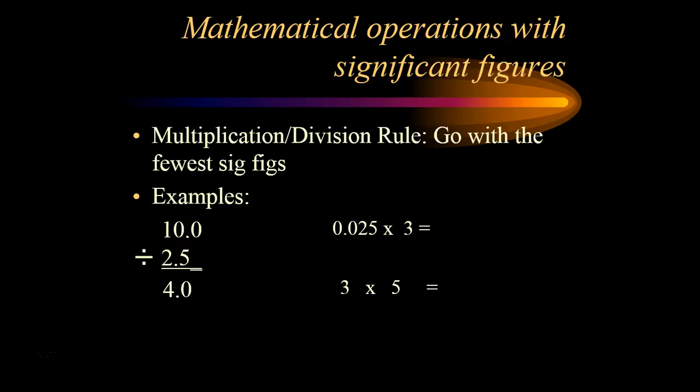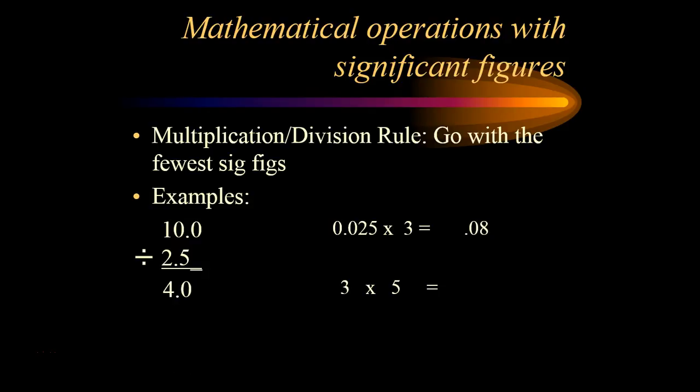In this next example, we've got 0.025. These zeros here are leading zeros, which means they don't count. So this first number has 2 sig figs. 3 is just 1 sig fig. All right, so we multiply these together. In your calculator, you get 0.075. All right, but we need to round it so that it only has 1 sig fig, since 3 only had 1 sig fig. And so 0.075 rounded to 1 sig fig is 0.08.